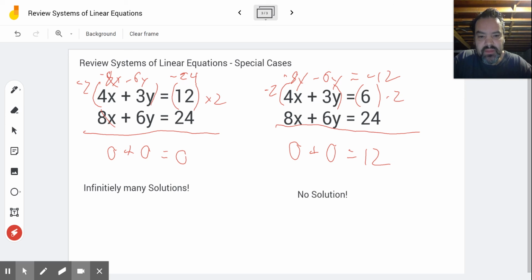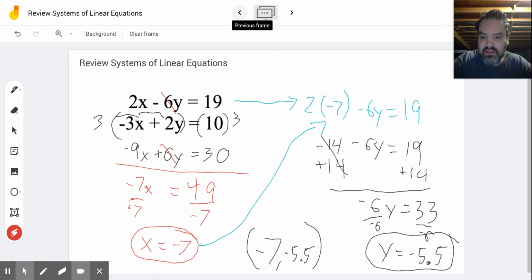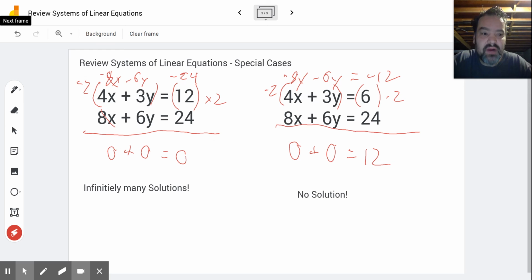And remember, they happen when you end up canceling both things out at the same time and getting two zeros on one side. Like in the previous cases, if you cancel it out and you still are left with one variable, then you're always going to have one solution. So those two special cases only arise in those weird scenarios where everything on the left side of the equation cancels out.